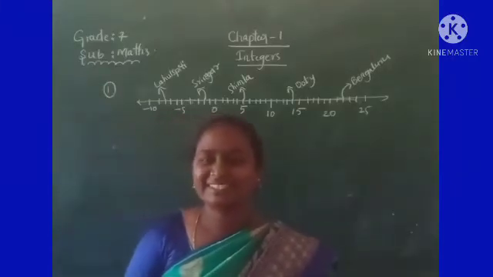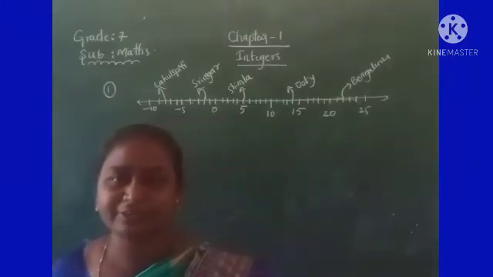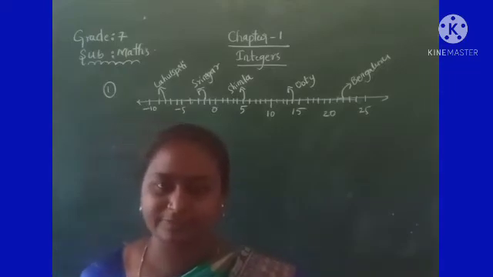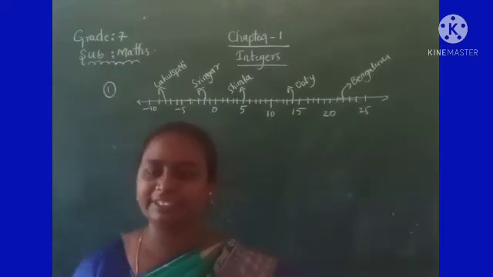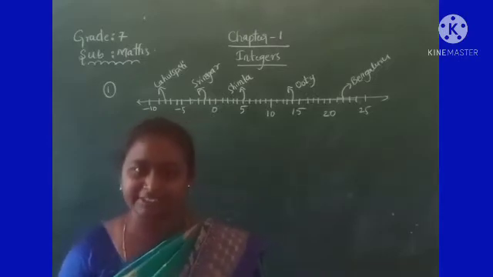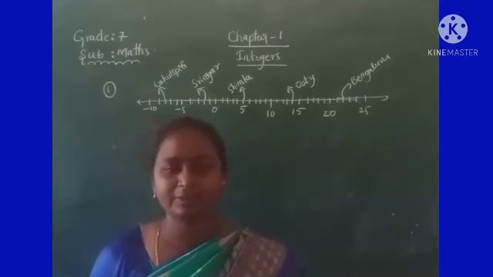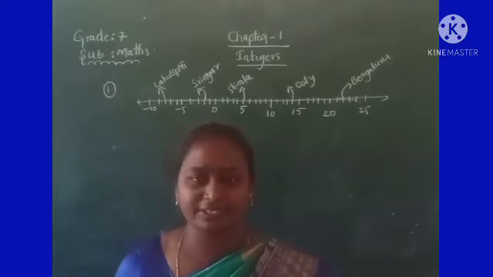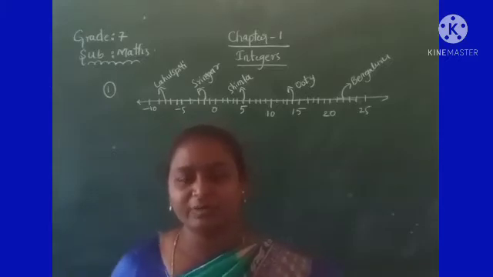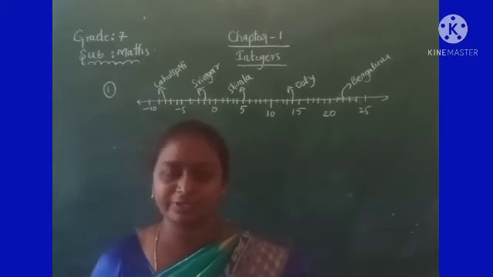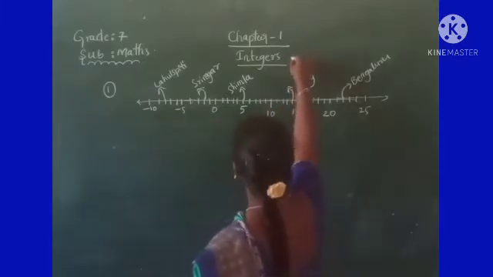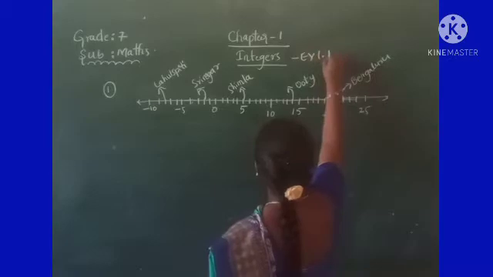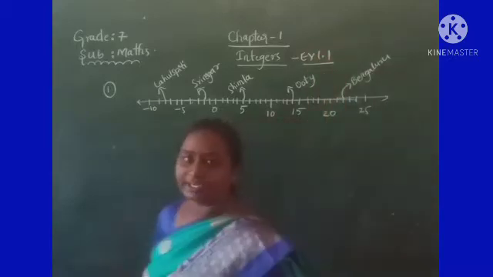Hi students. So today also we will continue that integers chapter. Yesterday you learned what are the integers, how many types of integers, how to represent the integers on the number line, what the properties are, everything you learned. Is it right? Yes. Okay, based on that today we are going to solve the exercise problems. Keep heading in your notes exercise 1.1 and take your textbooks.